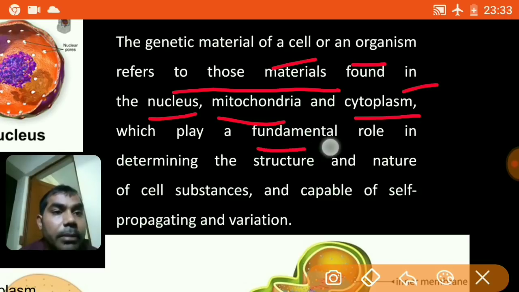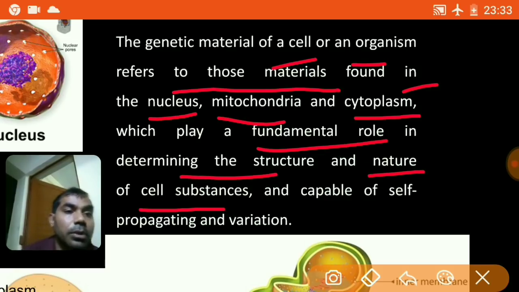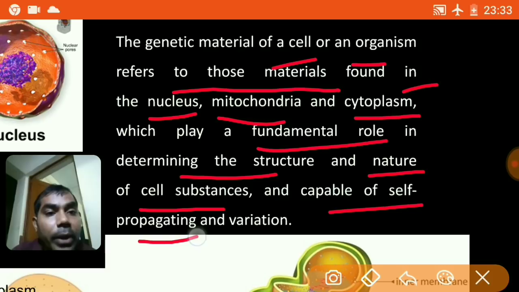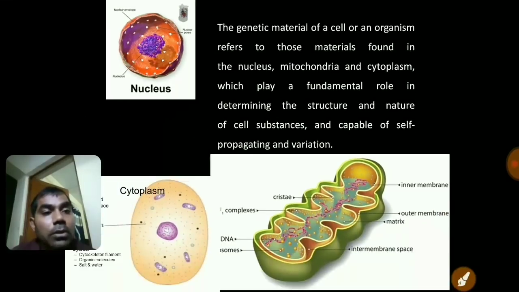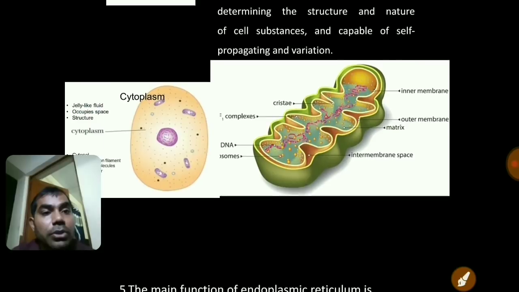And the role of this genetic material is to determine the structure and nature of cell substances. Okay, so on the basis of genetic material, the organism will display its proper structure and nature of the substances, and it will have the property of self-propagation and variation. This genetic material has the capability to propagate itself as well as to make variation in the population. Okay, so that's why an individual looks different from another. So this is the role of the genetic material. So let's move to another question.